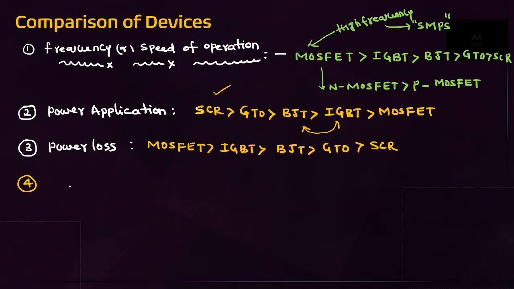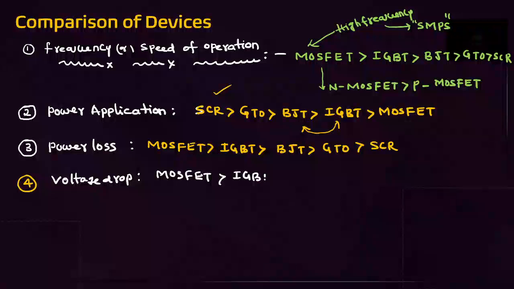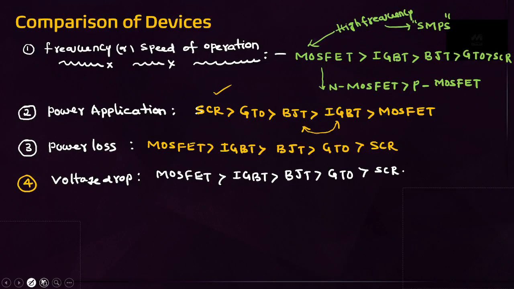In terms of voltage drop, which is the high voltage drop? MOSFET is the high voltage drop. The next, which is the high voltage drop? Same, IGBT is the high voltage drop. Next, BJT is the high voltage drop. Which is the least voltage drop device? SCR is the least voltage drop device.